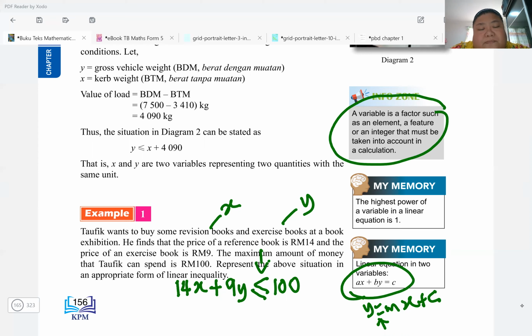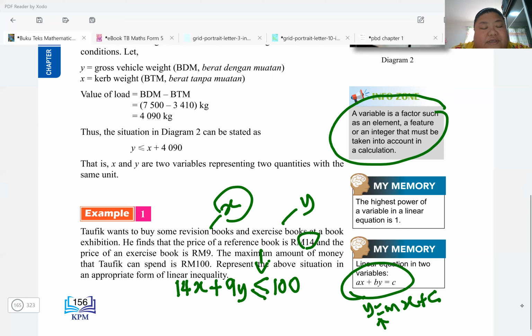So if you cannot spend more than 100 ringgit, meaning that you can spend 100 ringgit or less. So you have to know which symbol you have to use. The question is, represent the above situation in an appropriate form of linear inequality. So you get 14x plus 9y is less than or equal to 100. So 14 ringgit is the total of the revision book.